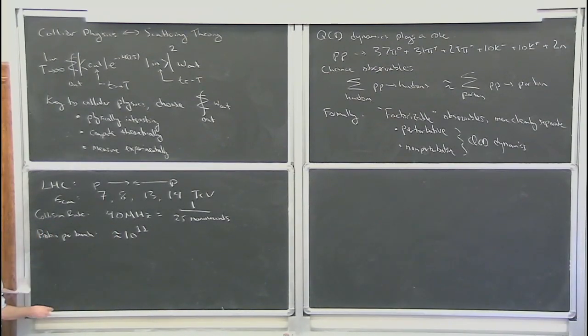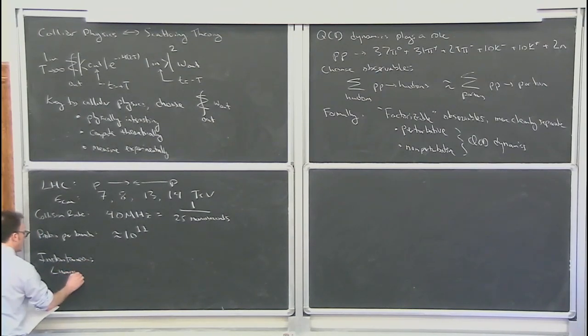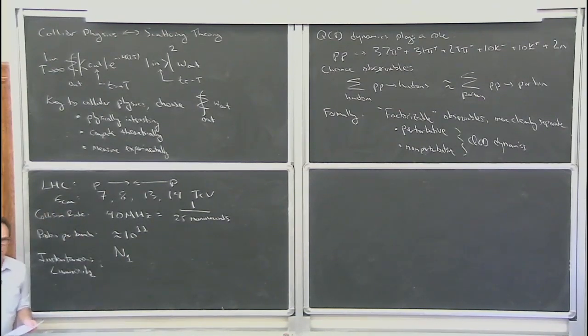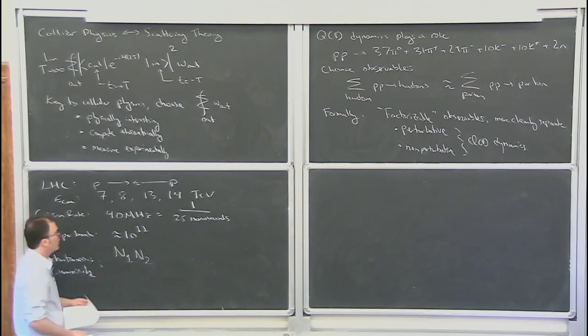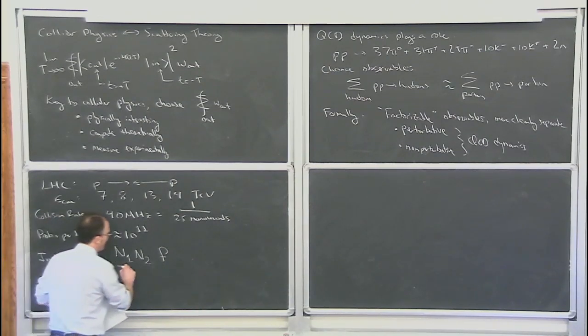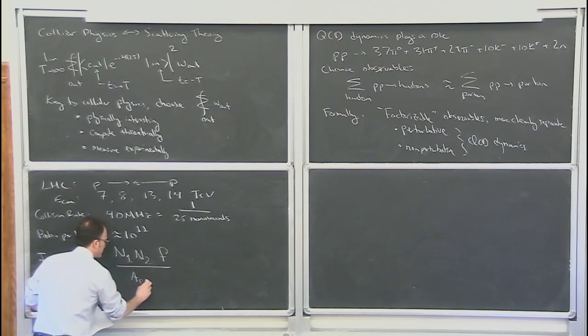So we often talk about at colliders, what is their instantaneous luminosity? The instantaneous luminosity is just saying, I have two bunches colliding. How many particles are in bunch 1? How many particles are in bunch 2? What is their frequency? That's 40 megahertz at which they're colliding. And then in what relative area are those beams being squeezed into, some kind of effective area?